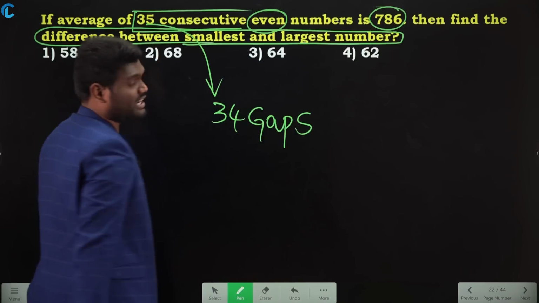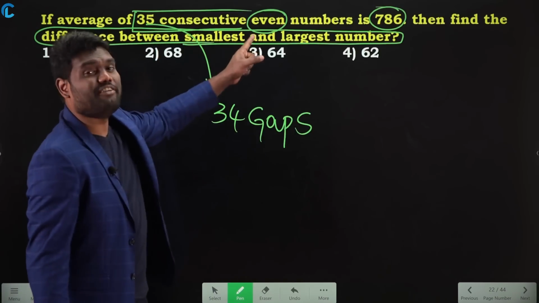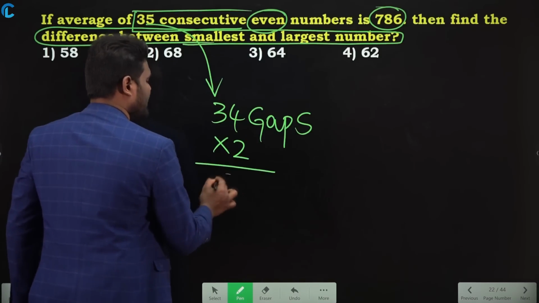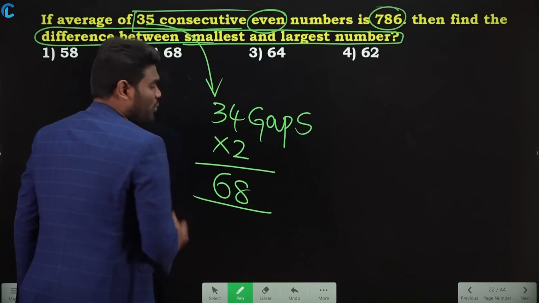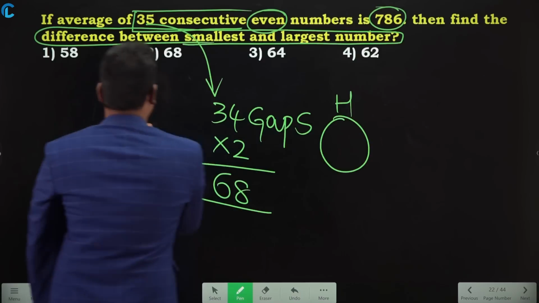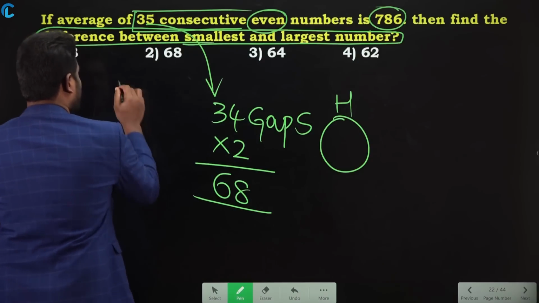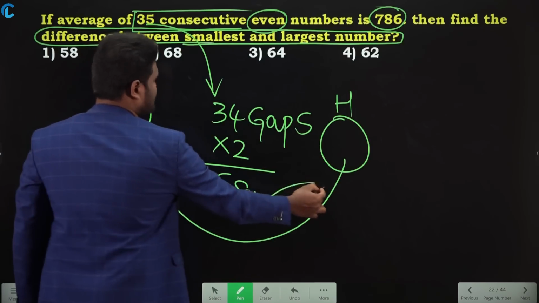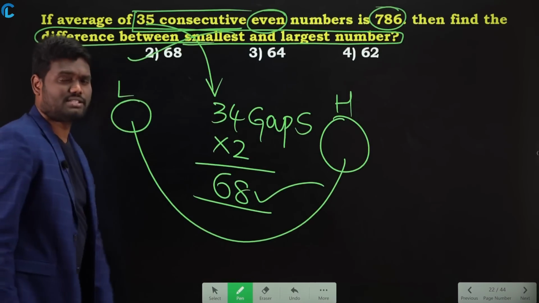As the gaps are 34, and these are even numbers, 34 into 2 is going to be 68. So the difference between the highest number and the lowest number is nothing but 68. So I can simply mark the answer as 68.